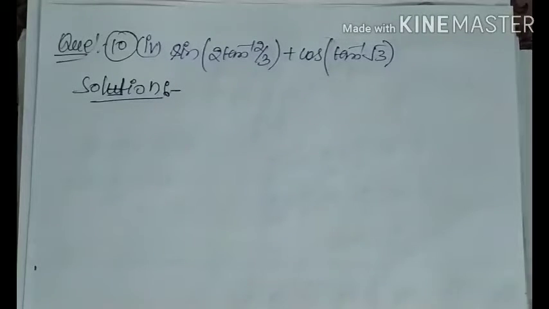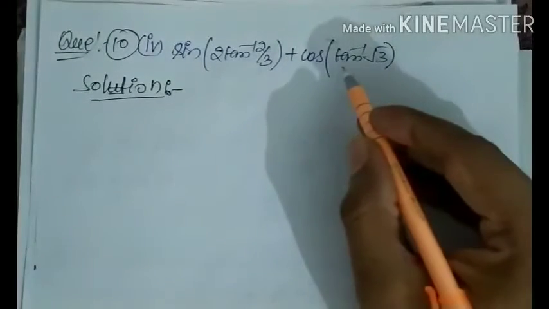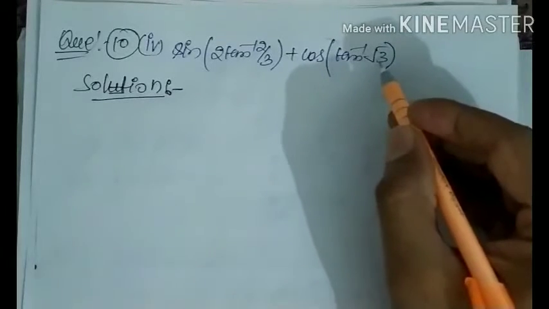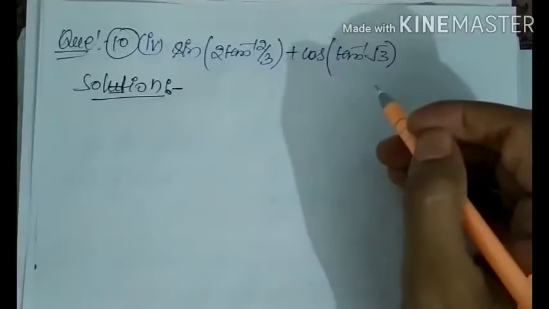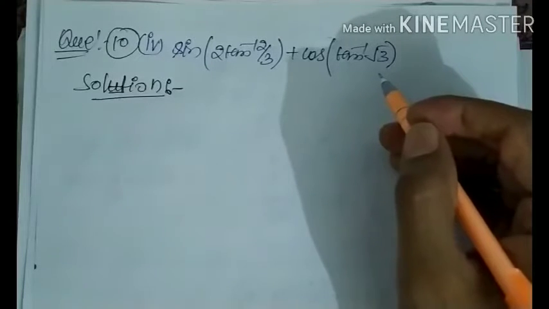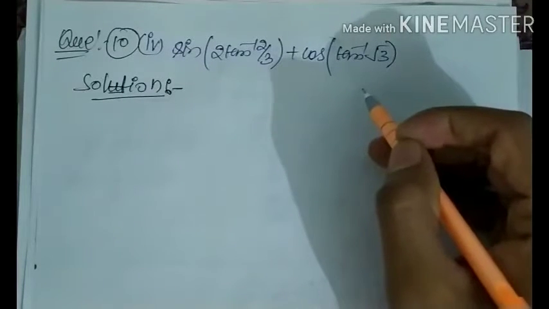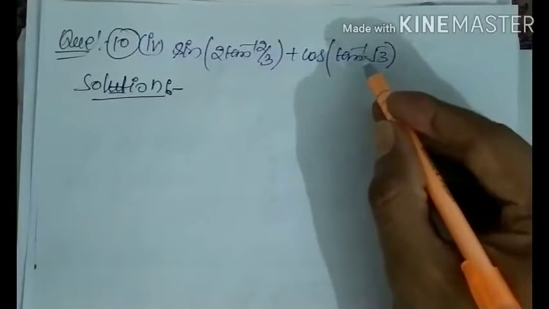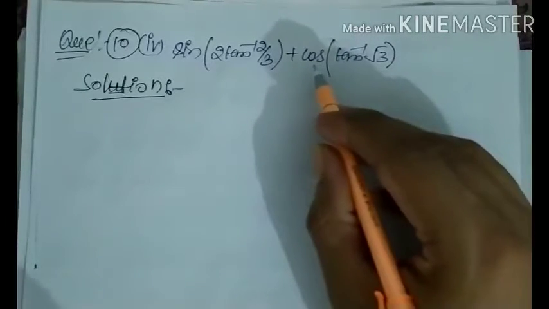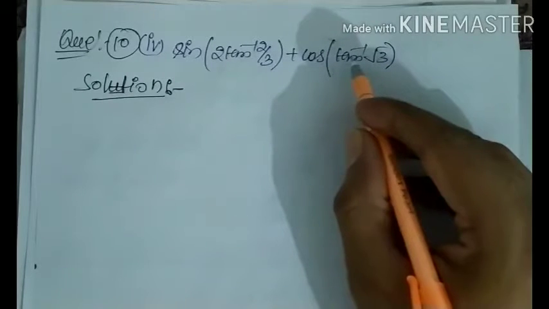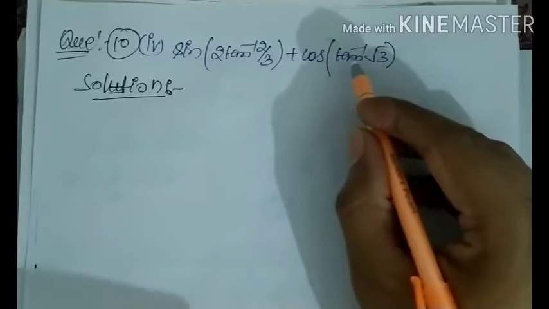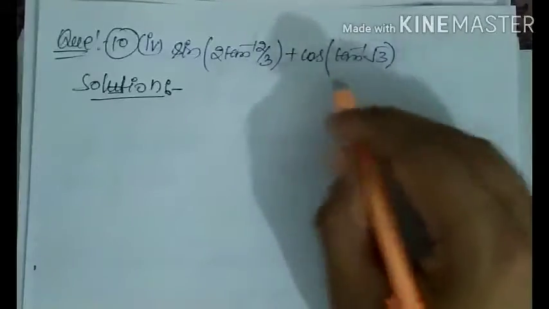Question number 10, fourth: we have to find the value of the given question. The question is sine of 2 tan inverse 2 by 3 plus cos of tan inverse root 3. As we can see here clearly, the value of tan inverse root 3 will be pi by 3. That's why we can easily write here pi by 3. Then it will become cos of pi by 3, and we know the value of cos pi by 3 is 1 by 2. Then the second term will be plus 1 by 2.